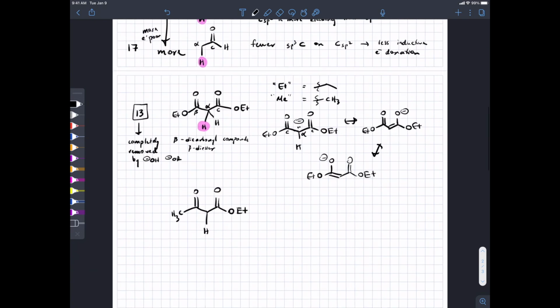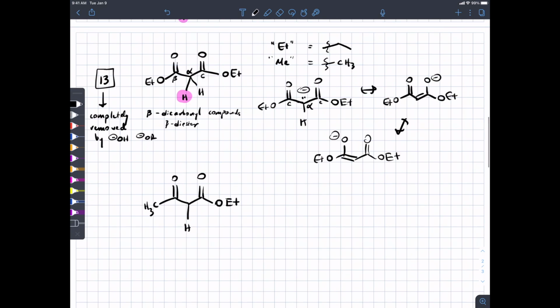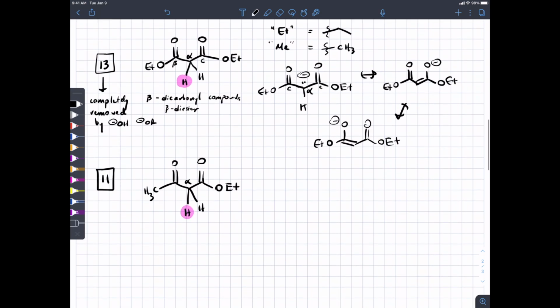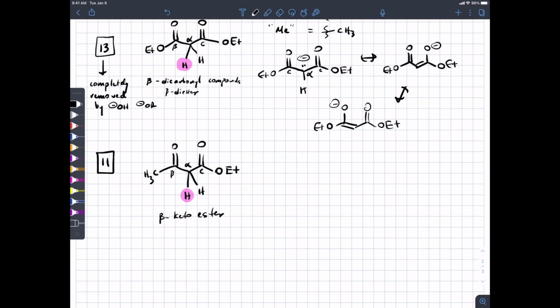Ketone carbonyls are even more electron poor than ester carbonyls, so you would predict that this alpha proton that's alpha to an ester and a ketone should be more acidic than the beta diester, and indeed that's the case, though it's only by about 100-fold. We'll call this compound a beta keto ester, because it's got a ketone that's beta to the ester.